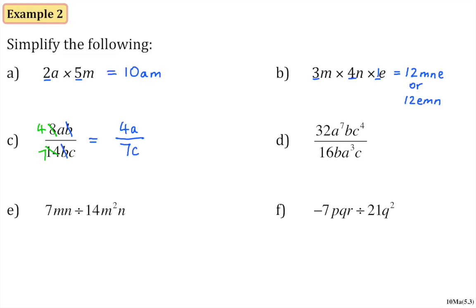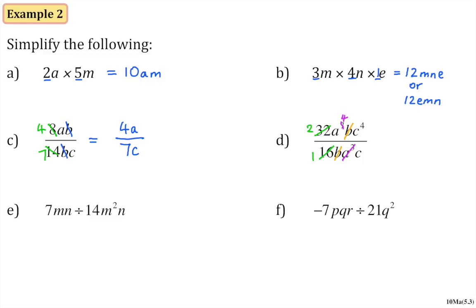Let's go through the cancelling process for part D. Let's have a look at the numbers first. 16 goes into itself once, and 16 goes into 32 twice. Let's look at the letter A. I've got 3 of them on the bottom, and I've got 7 of them on the top. So if I cancel 3 of them off the bottom, with 3 of them from the top, I'll be left with 4 of them still on the top. Let's look at the letter B. There's just one letter B and one letter B. They'll cancel each other out.